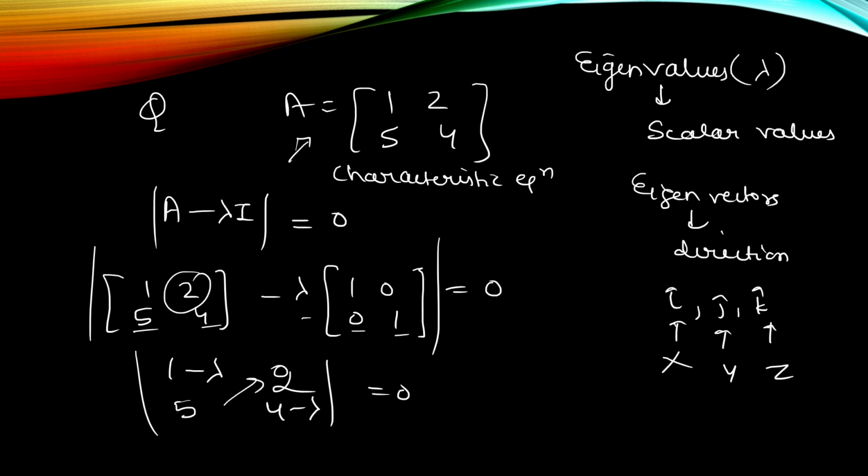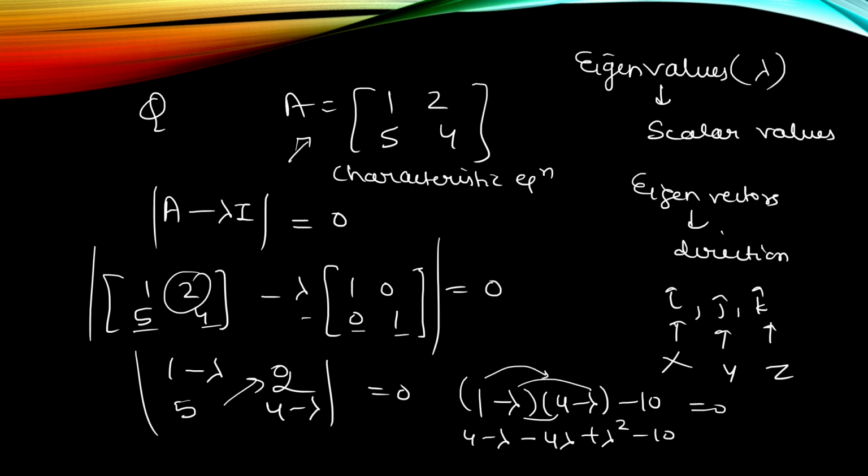So if you recalculate it, this is 1 minus lambda into 4 minus lambda minus 5 times 2, which is 10. If you expand, 4 minus lambda minus 4 lambda plus lambda square minus 10. So this becomes lambda square minus 5 lambda minus 6. So this is the quadratic equation. You can solve it using the splitting the term method. So this becomes 6 and minus 1, right? And then you can calculate the vectors from it.